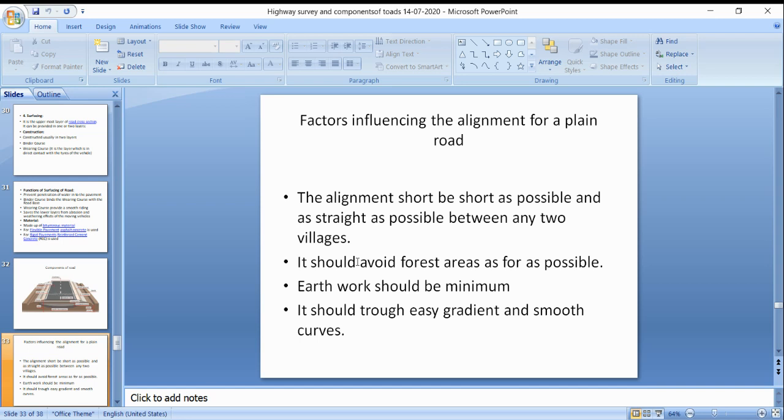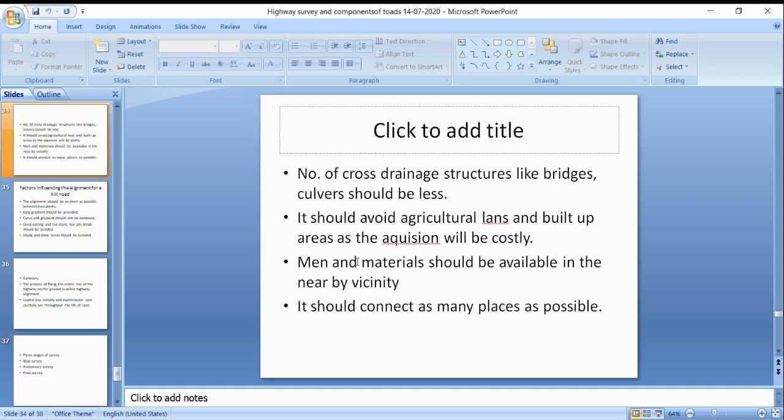So after getting that, we have already seen the alignment of a plain road. The alignment should be as short as possible for straight roads, and it should avoid the forest area also. And the work should be minimum so as to get economical. It should have an easy gradient and smooth curves. The number of cross drainage works, like bridges and culverts, should also be less.